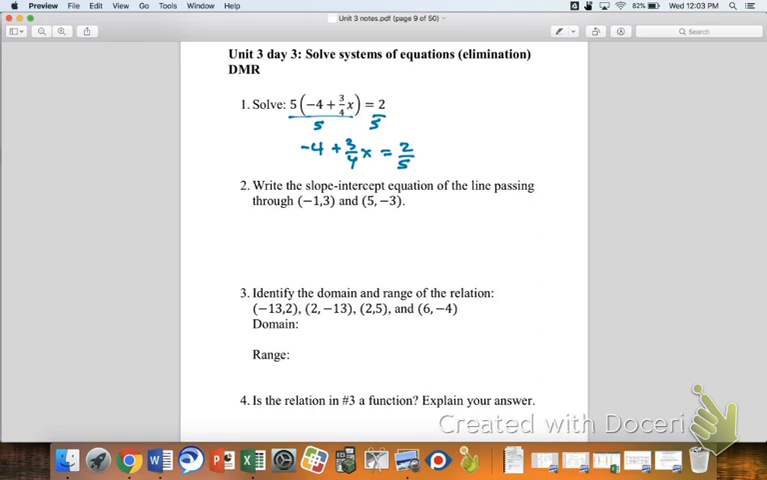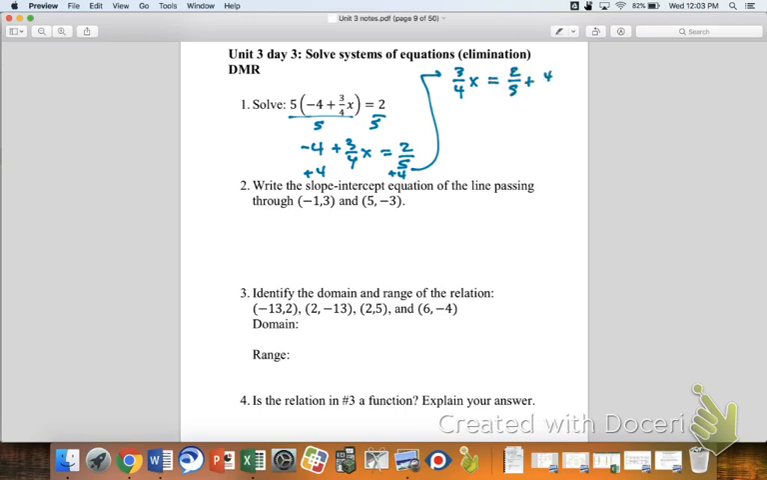You don't have to do it this way. You could have distributed the 5. But regardless of the method you use, we better get the same answer, right? All right, so then I'm going to get rid of that negative 4 next. To do that, I'm going to add 4 to both sides. And over here, I'm going to write 3/4 x equals 2/5 plus 4.